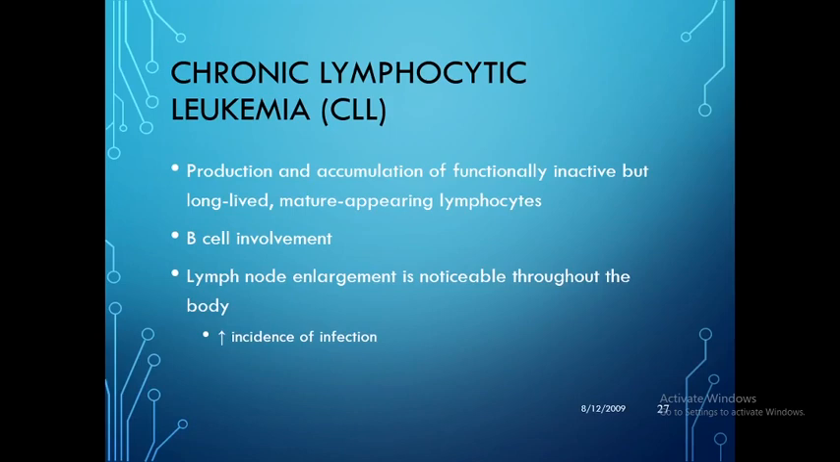In CLL, there is production and accumulation of functionally inactive but long-lived, mature-appearing lymphocytes. Pay attention: production and accumulation of functionally inactive lymphocytes. They are inactive functionally but they have a long life, mature-appearing lymphocytes. And we have B cell involvement here.